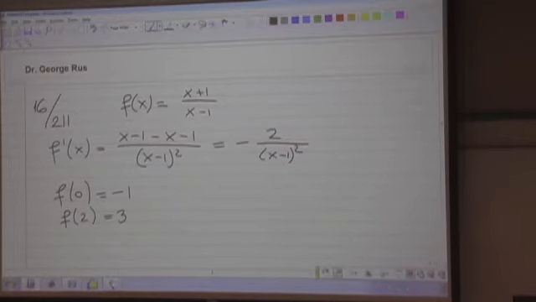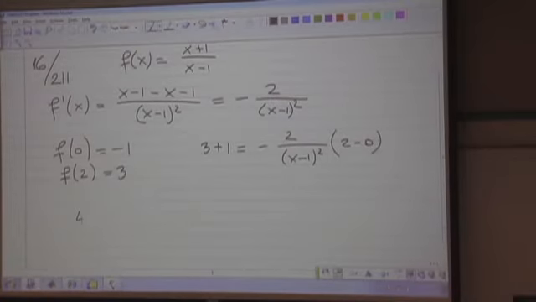So what are we looking at? We're looking at 3 plus 1 equals minus 2 over x minus 1 quantity squared times 2 minus 0, right? Well, that just says that 4 is equal to negative 4 over x minus 1 quantity squared, which is equivalent to saying 4 times x minus 1 quantity squared is equal to negative 4.